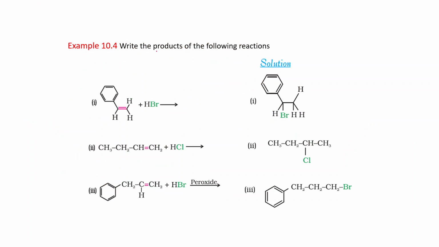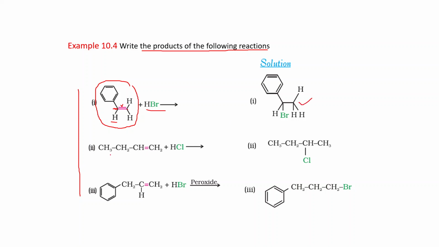Now, this is again a solved example from your textbook. Write the products of the following reactions. These are the reactions; we have to identify the product. In this case, HBr is added to an unsymmetrical alkene. Addition takes place according to Markovnikov rule. These are the double bonded carbon atoms to which Br will attach. This carbon has only one hydrogen atom and this carbon has two hydrogen atoms. That's why Br will attach to this carbon atom and we will get this product.